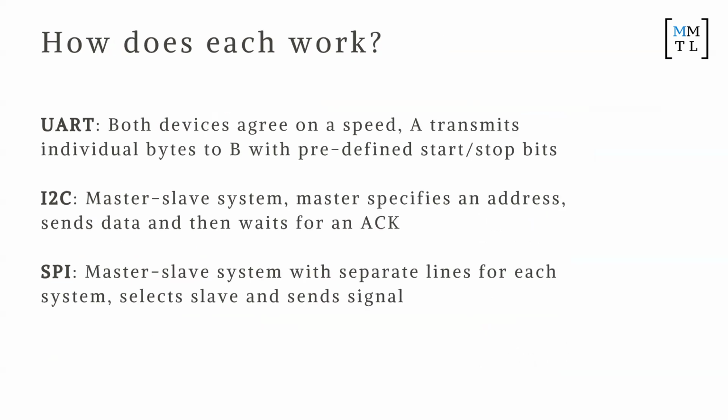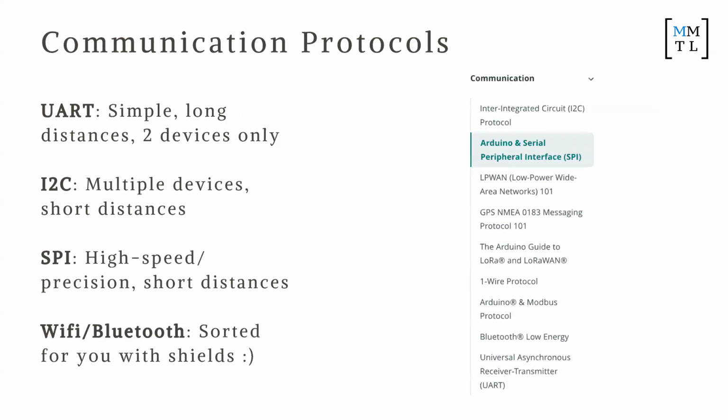Now, how does each work? A very quick crash course on how each works. In UART, both devices agree on a certain speed. A transmits individual bytes to B with a predefined start and stop bit. Okay. I2C is what's called a master-slave system. A master specifies an address, sends data, and then waits for an acknowledgement from the slave, and that's how it communicates. And then SPI is also known as a master-slave system with separate lines for each slave. It selects a slave and then sends a signal. Okay. So again, just completely different protocols for how it works with different trade-offs.